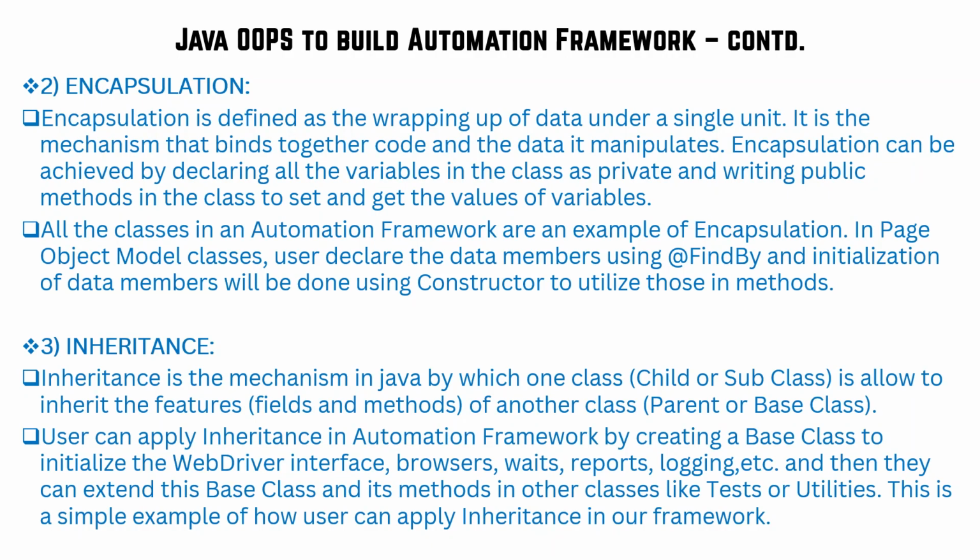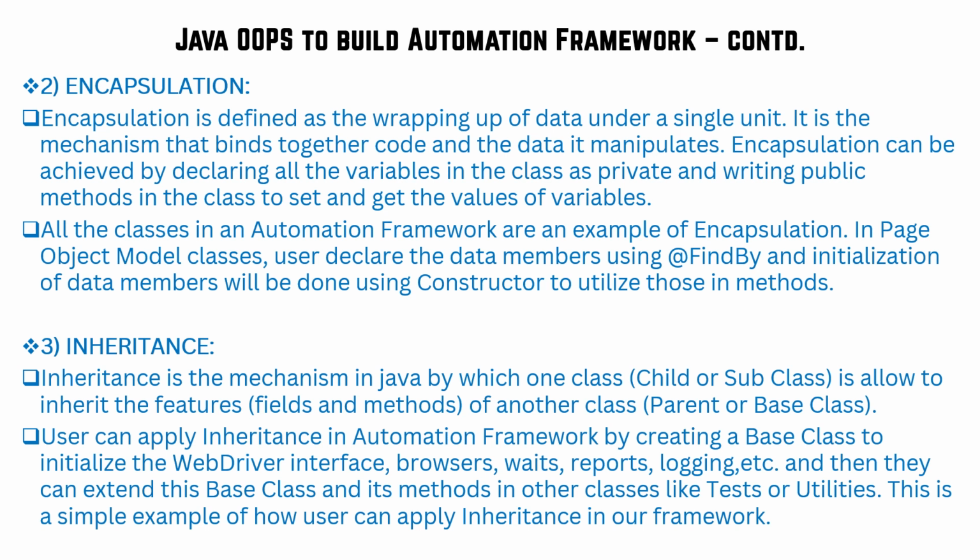Then we'll learn about encapsulation. Abstraction is hiding the data, whereas encapsulation is wrapping up the data under a single unit. Encapsulation is defined as wrapping up of data under a single unit, just like a capsule. Multiple ingredients can be added in a single capsule. So it is a mechanism that binds together code and the data it manipulates.